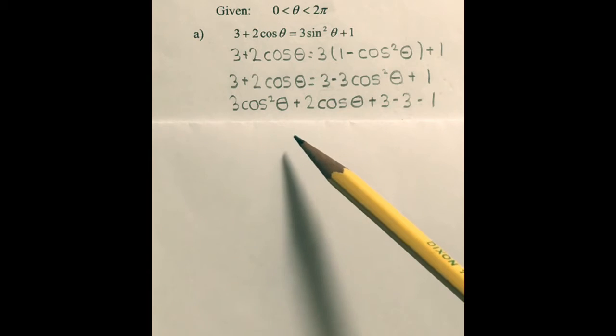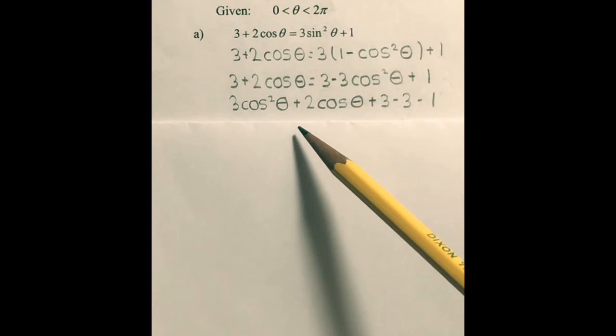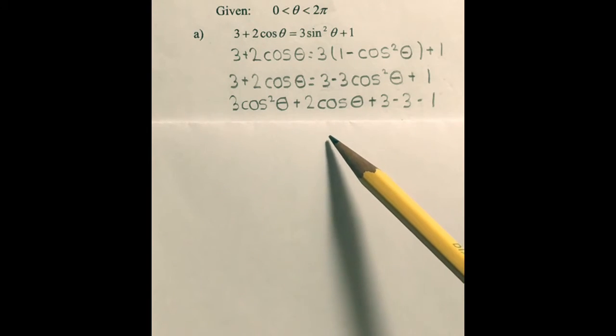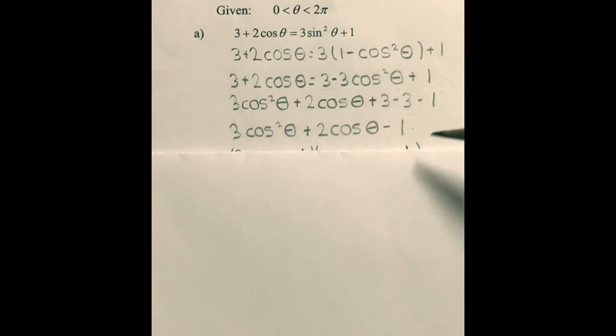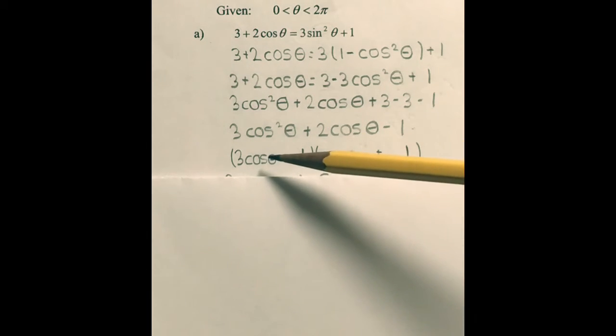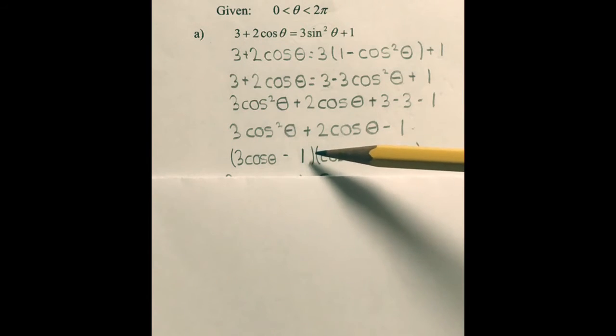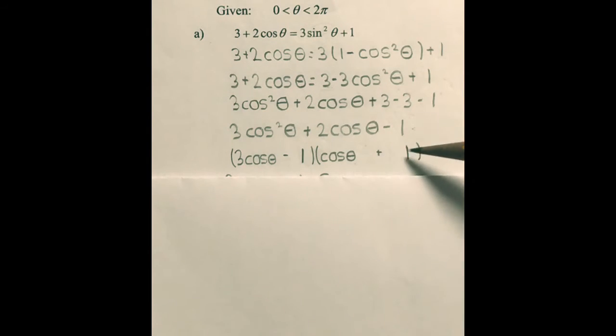So now we have 3 cosine squared theta plus 2 cosine theta plus 3 minus 1. These terms simplify to negative 1. This here is our final equation before we factor. Now, when we factor, we get 3 cosine theta minus 1 times cosine theta plus 1.